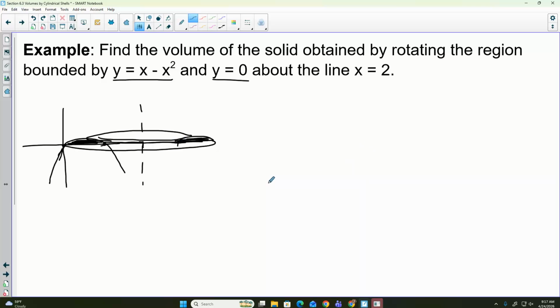So if I am looking at this, we know we have to integrate. We're rotating around x equals 2, which is kind of like rotating over the y-axis. So we'll just work in terms of x's. Our x's just went from 0 to 1, right? That's where we found the curves met.